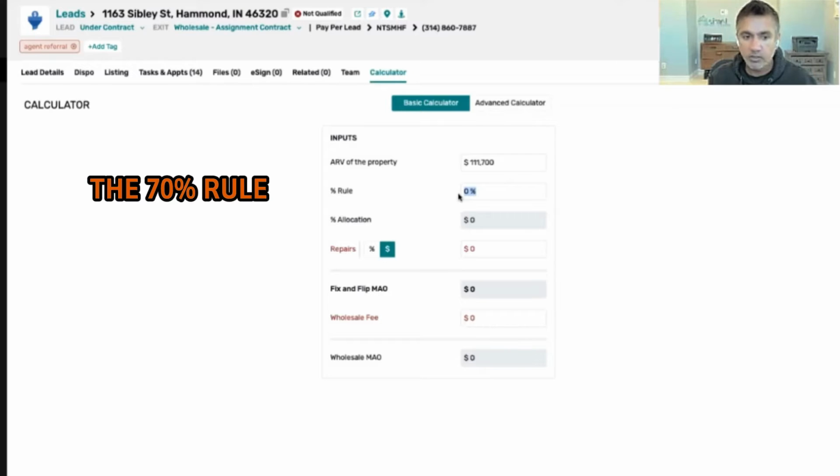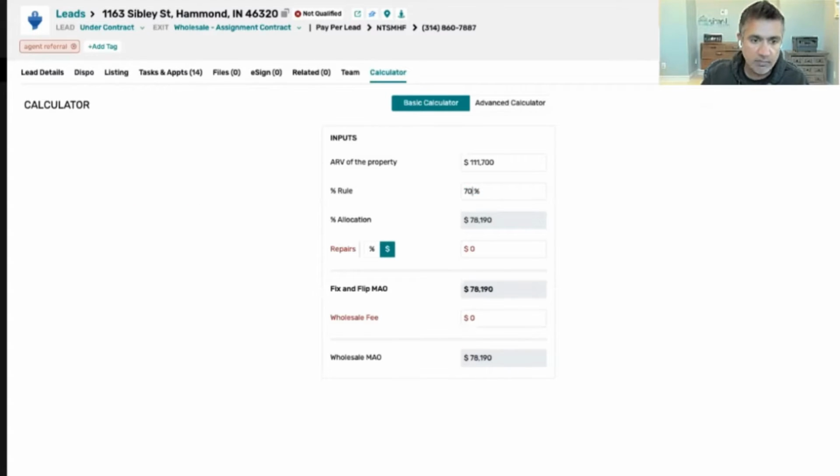If you're not familiar with what the 70% rule is, it basically means you take the ARV of the property, the estimated after repair value of the property, multiply that by 70%, and take out any repairs. That gives you your maximum allowable offer. So I'm going to use 70%. It gives me $78,190 after 70%. I want to put in my repair numbers.